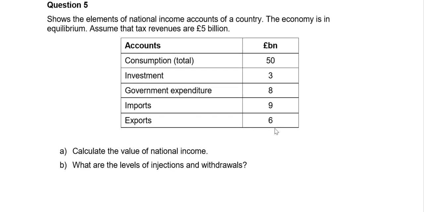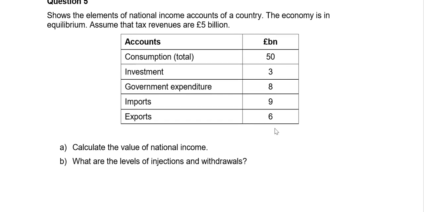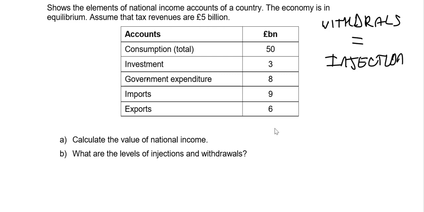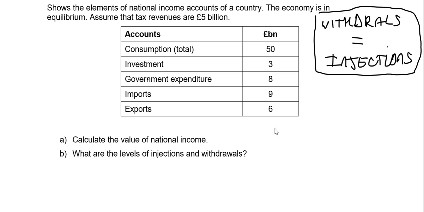Right, question number 5 now. This table shows the elements of national income accounts of a country. The economy is in equilibrium. So the economy is in equilibrium, which means in equilibrium usually we have withdrawals, also called leakages, equaling the injections. So this is the equilibrium condition, keep that in mind, so we'll use it later.